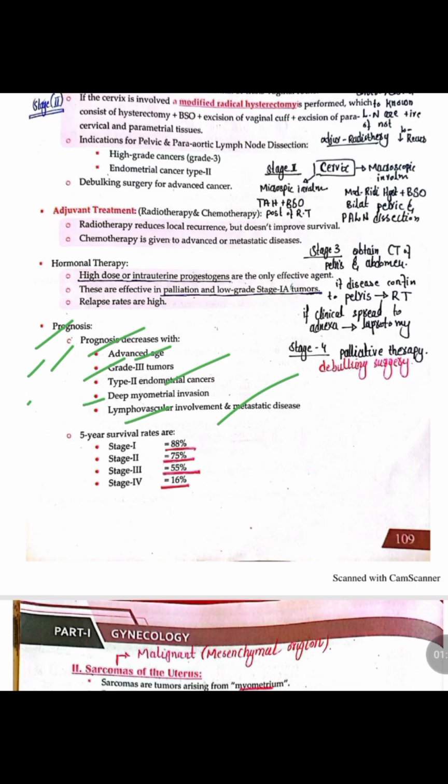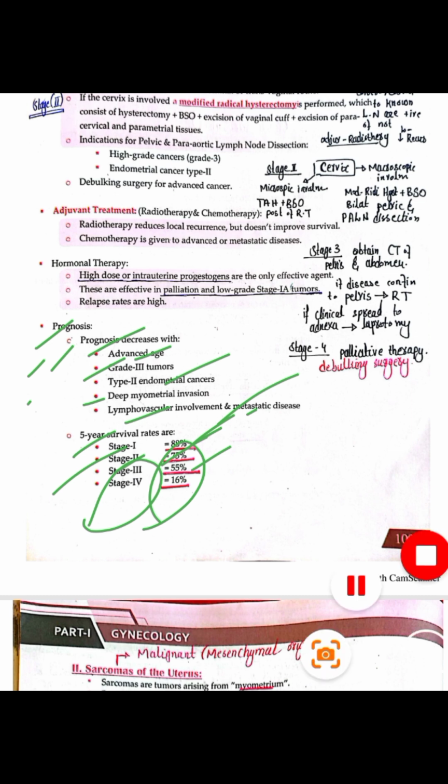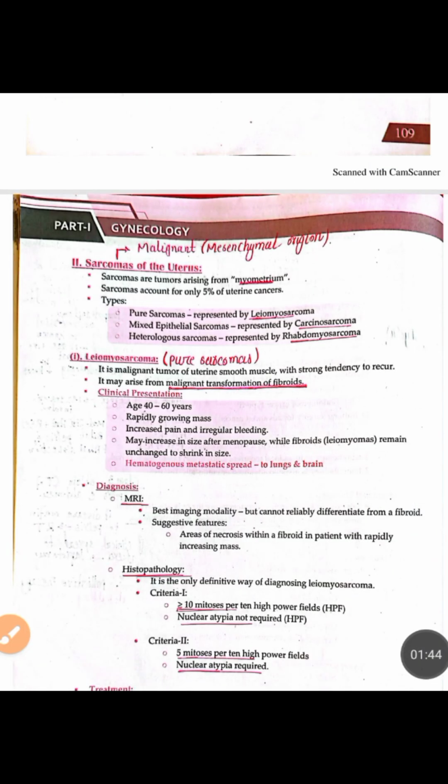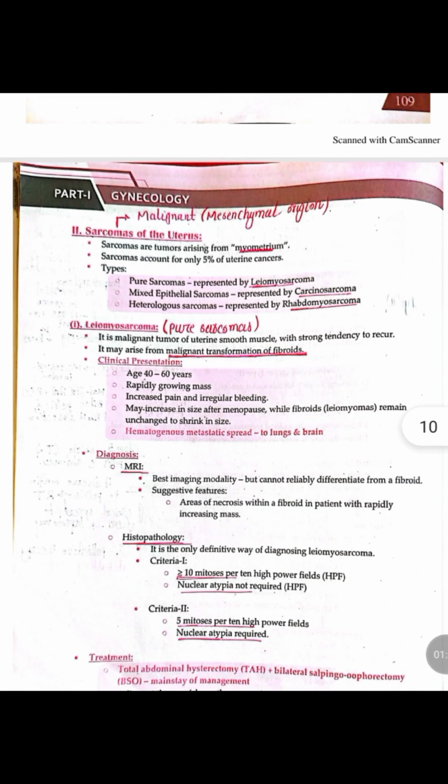And the 5-year survival rate for stage 1 disease is 88%, stage 2 is 75%, and stage 3 is 55%, and stage 4 has only a 16% 5-year survival rate. Now let's talk about the sarcomas of the uterus.